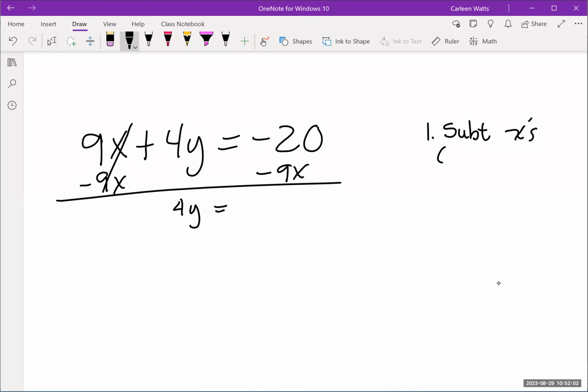Now, remember, not like terms, right? They are not. The 20 is a constant. The 9x is a variable term. So now I'm going to put them in this order.